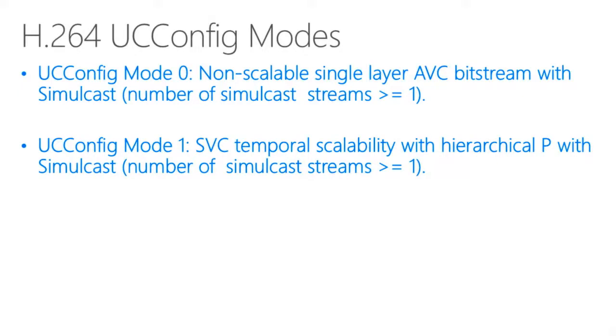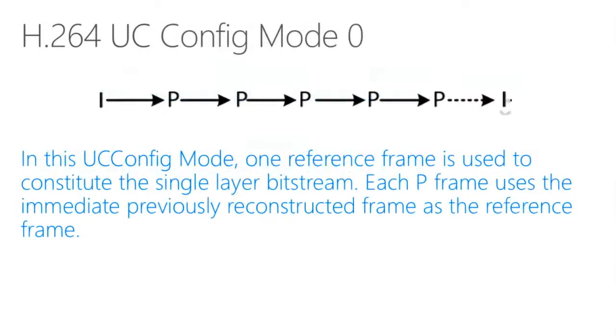If you're familiar with Lync, you're familiar with H.264 SVC. There are 2 basic UC config modes for 264. Mode 0, which is kind of an AVC bit stream. And then mode 1, which offers a temporal scalability model that we're using. We could probably spend hours going through H.264 in detail, and I'm sure there's at least one of my Microsoft coworkers in the room who could talk your ear off. So if you have lots of questions, I'll know who to point you to.